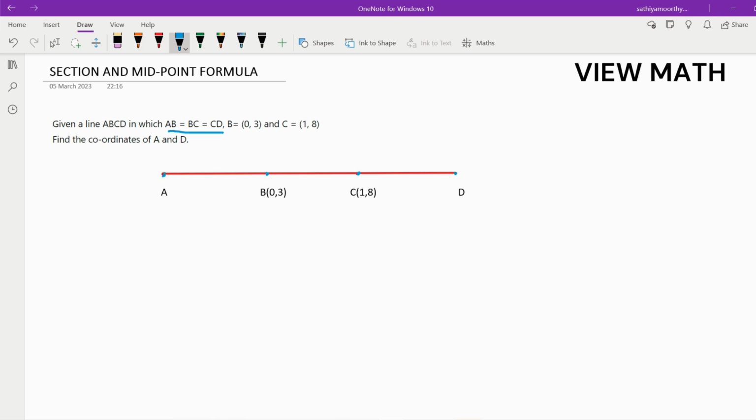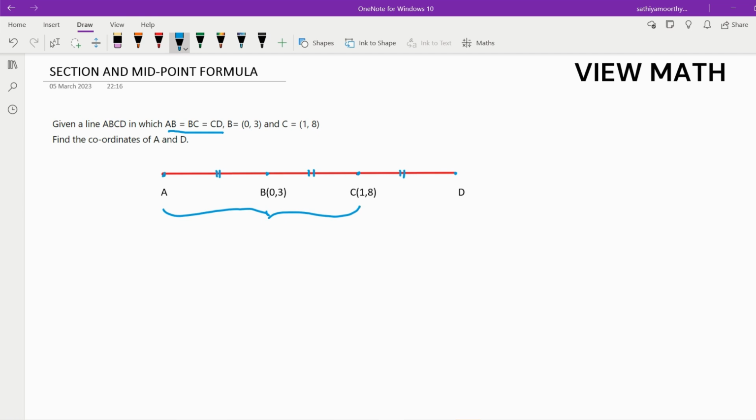What is given is AB is equal to BC, BC is equal to CD. Now they have given the coordinates of B. B is (0, 3) and C is (1, 8). They are asking us to find out the coordinates of A and D. Now how to find out the coordinates of A and D: let me consider A, B, C, this line.